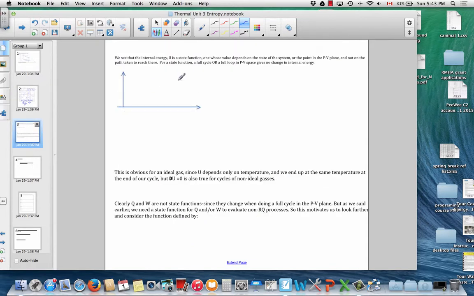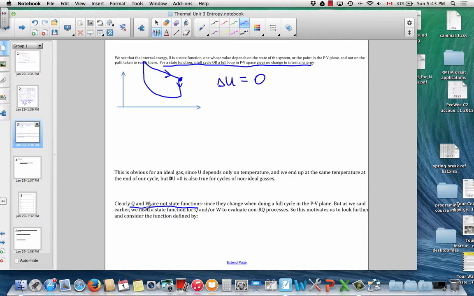So we just did this full cycle like this, and we ended up at exactly the same point. And there's no change in internal energy. Okay? For a state function, a full loop in the PV plane gives no change. All right, now, Q and W are not state functions, and we've said that before. They're not even really functions, right? Because there's no functional form for W unless it's reversible and quasi-static, in which case you can write dW as minus PdV, and you can write dQ as nC delta T, or nC dT.